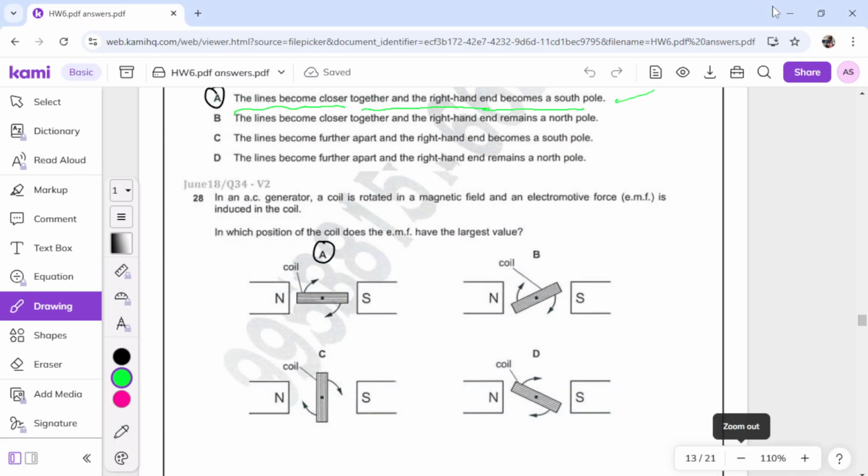Hello again, my student. I will complete homework 6. Okay, so this question, we stopped at question 28.